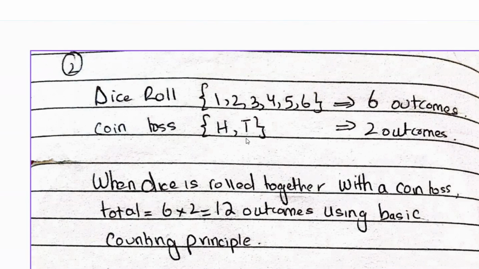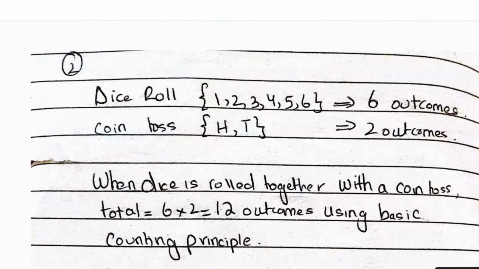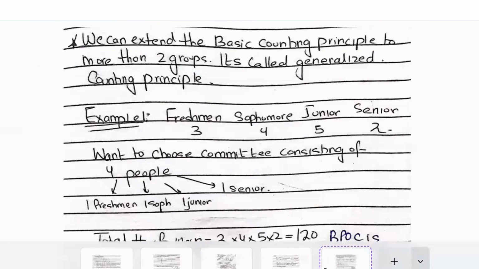And we know the first experiment, which is a dice roll, can be done in 6 possible ways. The second experiment, which is a coin toss, can be done in 2 possible ways. So if you perform both of them together, the basic counting principle says that the total number of outcomes is going to be the number of outcomes of the first experiment, 6, times the number of outcomes of the second experiment, 2. So you get 12 possible outcomes. You don't have to list every possible outcome.